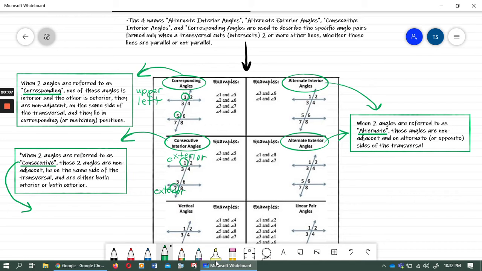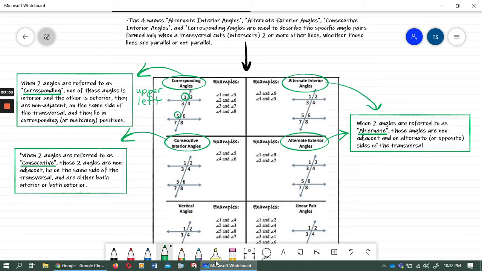That's not what we're talking about here. Where they're on the same side of the transversal, they're both exterior and they're non-adjacent, that's not what this angle pair here is referring to. All right, so I'm going to erase all of that. I think I just erased everything that I was talking about. There we go.